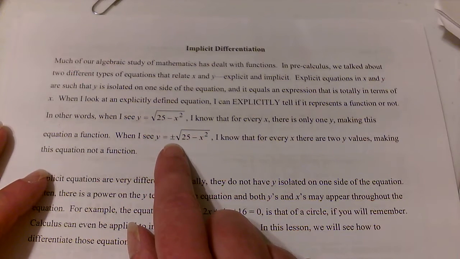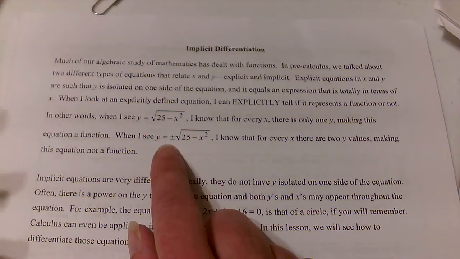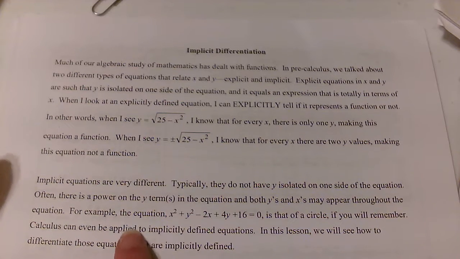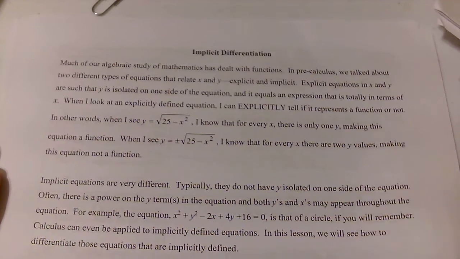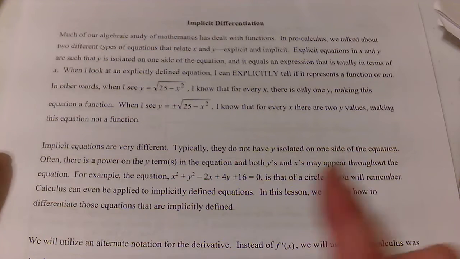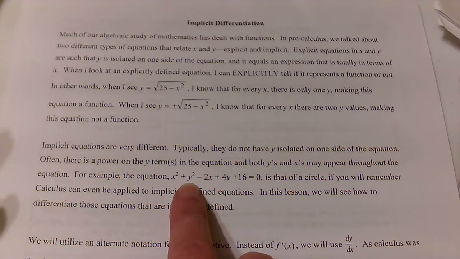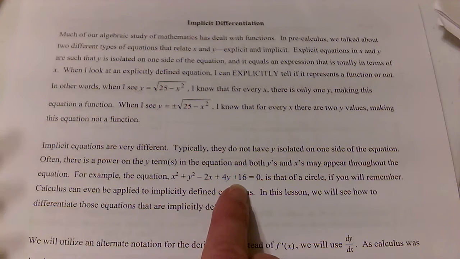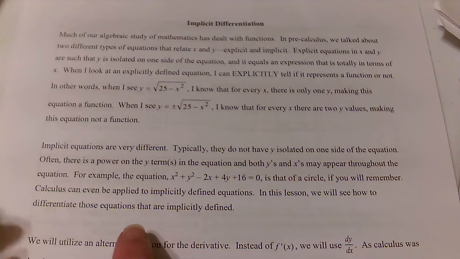But if you saw this plus or minus, you would know that for every x value, you're getting a positive and a negative answer, so it's not a function. Implicit equations are very different. Typically, we don't have y isolated on one side. There could be powers of y, and both x's and y's appear throughout. For example, x squared plus y squared minus 2x plus 4y plus 16 equals 0 is a circle. We can even take the derivative of that, believe it or not.